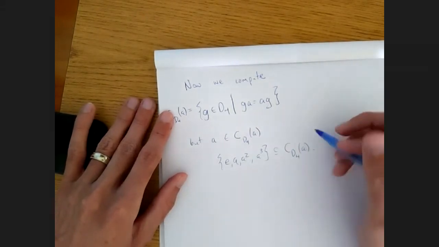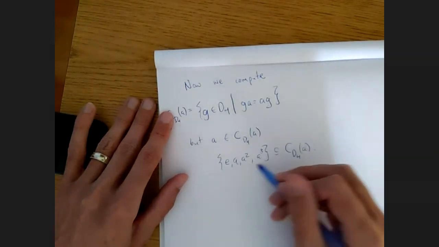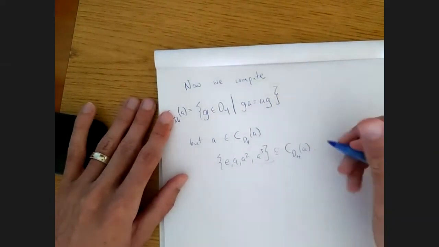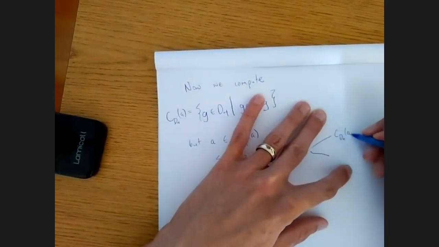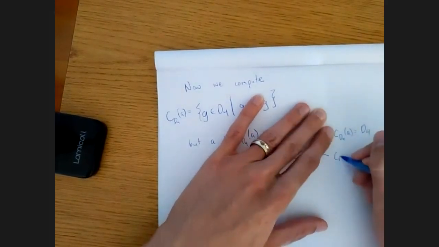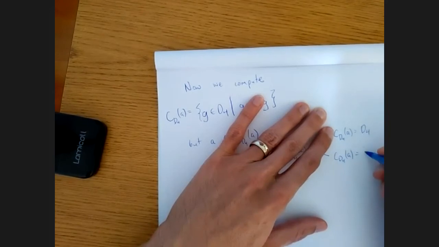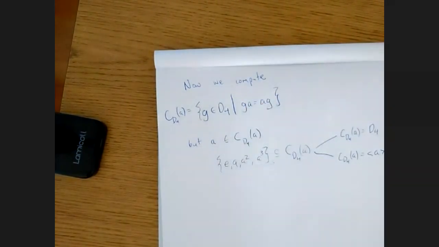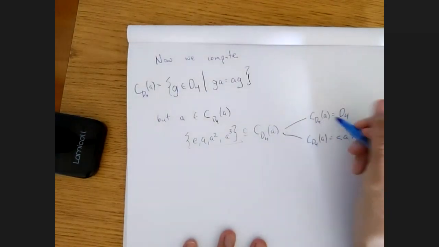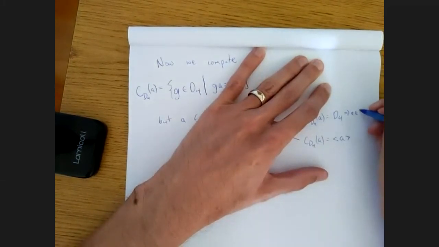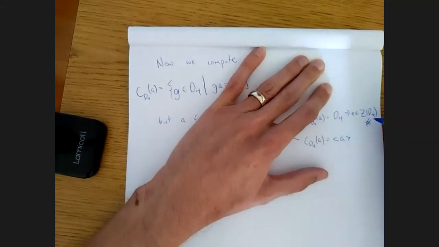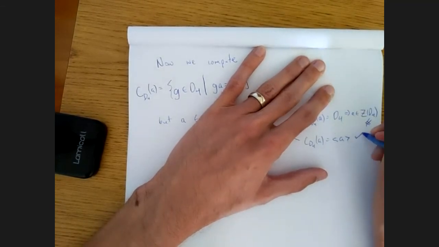But D4 only has 8 elements, so this tells us that the centralizer has at least 4 elements. From this, we have 2 possibilities. One possibility is that the centralizer is all of D4. The other possibility is that the centralizer is just the subgroup generated by A. But if the centralizer of A is all of D4, that's just saying that A is in the center of D4, which we know is not true. AB and BA are not equal. So this must be what's happening.